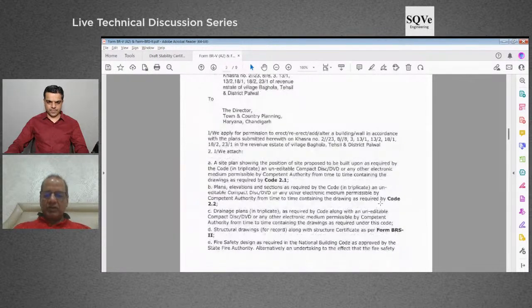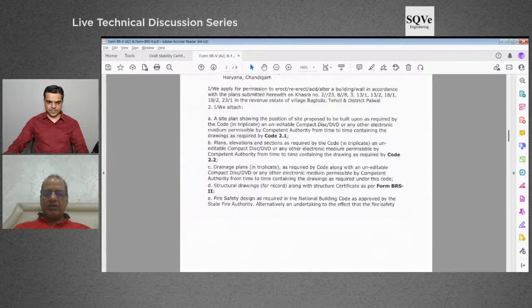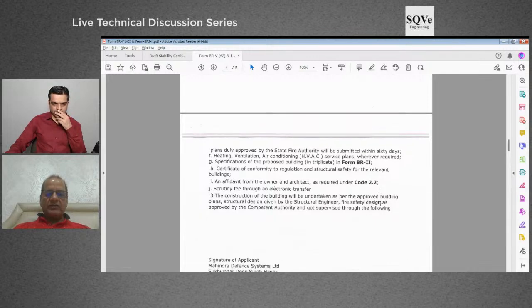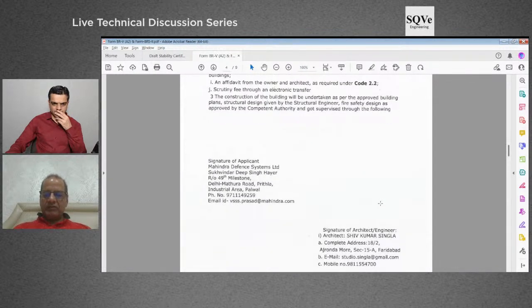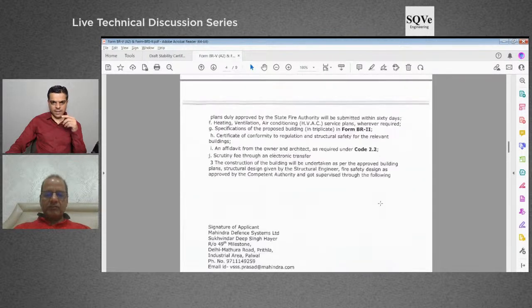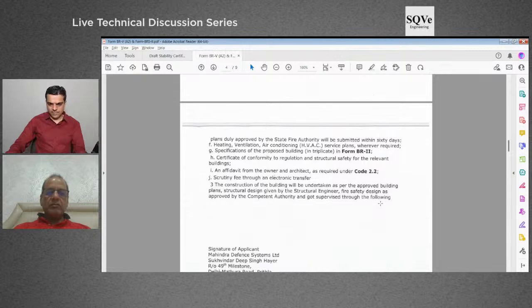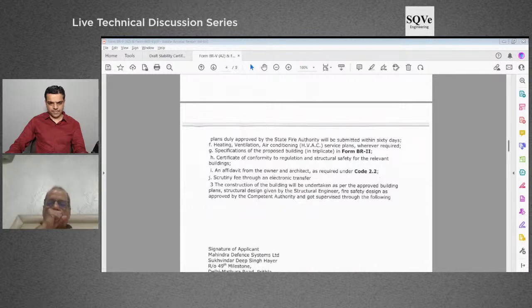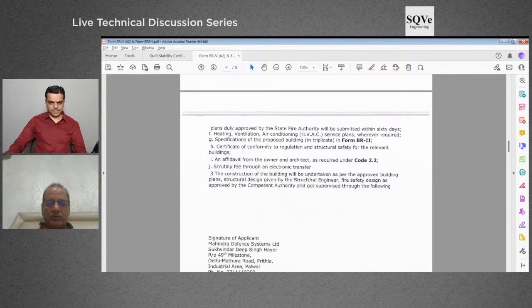Yes, in this there will be one where supervision is written below. This is not relevant to us. Next page. Next. So this I am not signing. Next. I think on this page, point number 3: Certificate of conformity to regulation and structural safety. The construction of the building will be undertaken as per the approved building plan, structural design given by, and supervised through the following. So that is why we do not sign this particular format. Here the client should get the signature of their PMC or their on-site engineer, whatever. So we should not sign this certificate. Next.